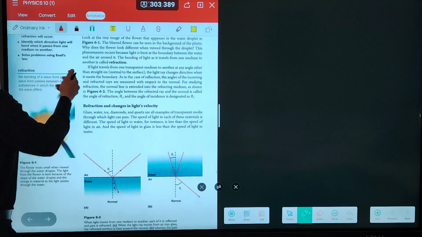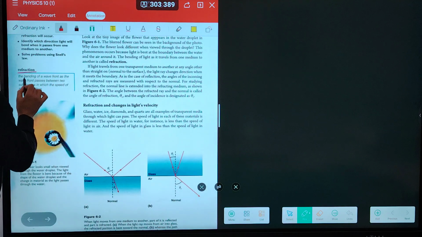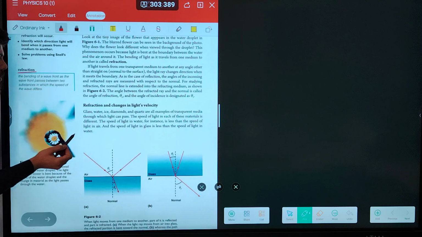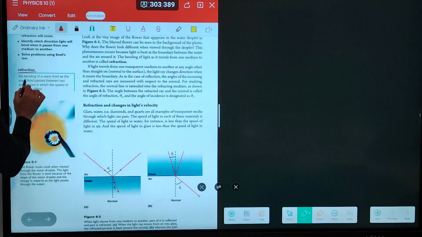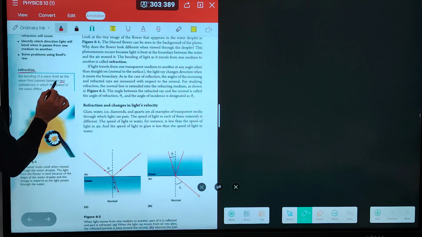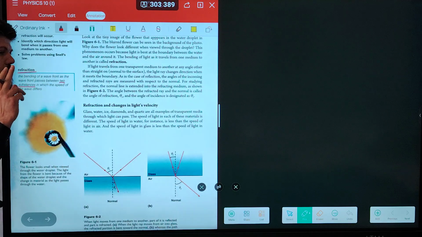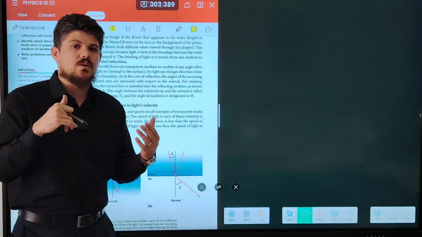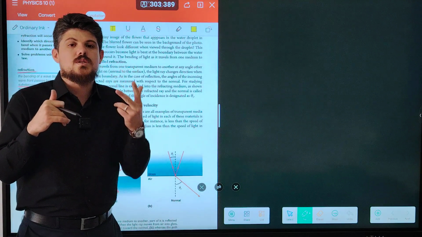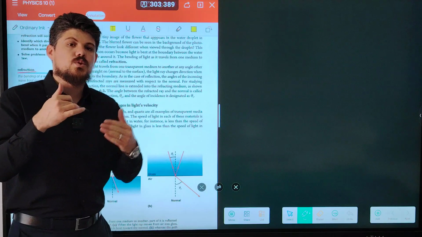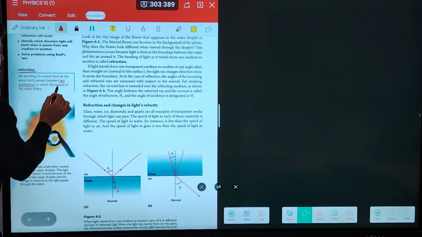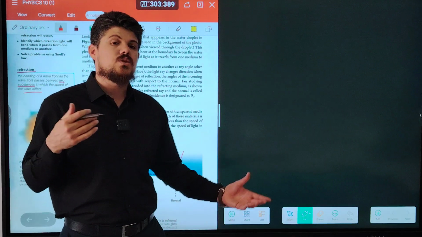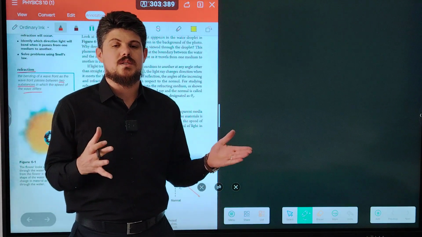The definition of refraction, guys, look: refraction is the bending of a wave front, such as light, as the wave front passes between two substances. Between how many substances? Two substances. One condition for refraction to occur is that we need two substances, in which the speed of the wave differs. What do you mean by the speed of the wave differs? It means the two substances must have different density.